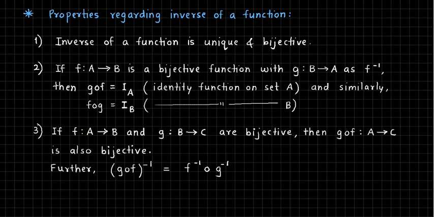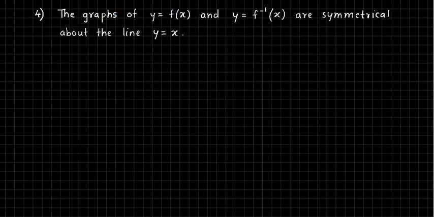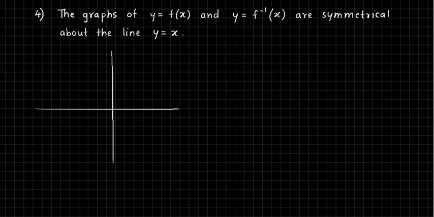now moving ahead, the next property is that the graphs of y equal to f of x and y equal to f inverse of x are symmetrical about the line y equal to x. So as an example, let us consider that we have a logarithmic function. We know that the logarithmic function looks something like this, right? And the line y equal to x, let us denote it in green as shown here.